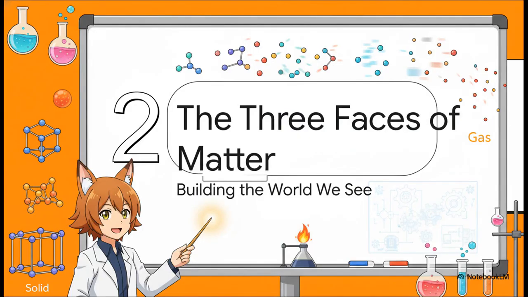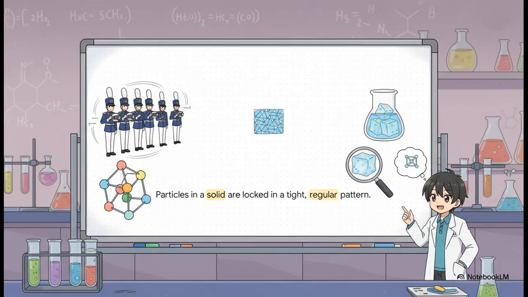Okay, so we've got our rule book, the kinetic theory. Now let's see how it actually builds the three states of matter that make up our world. We'll start at the bottom with the lowest energy and work our way up. First up, solids. And the first thing you notice is just how incredibly neat and tidy they are. These particles have the least amount of energy, so they're locked into this tight, repeating, almost crystalline pattern. You can think of them like soldiers in a marching band, standing in perfect formation. They can't just wander off, but they can kind of jiggle or vibrate in their spot.